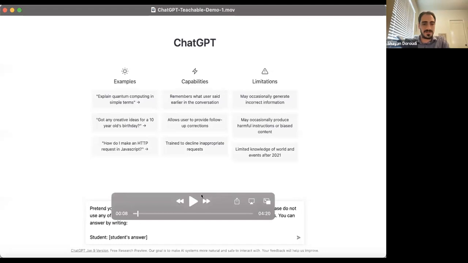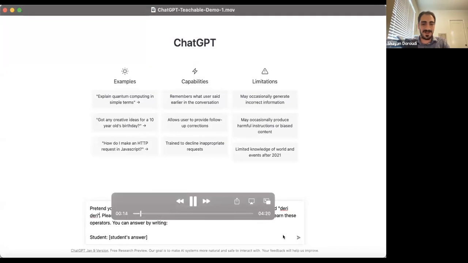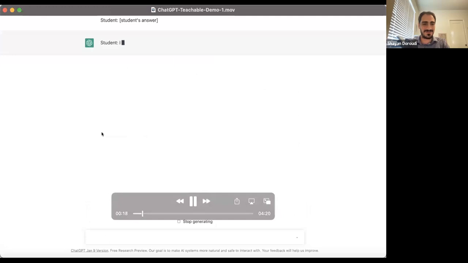And this is just one example. There are actually many ways you can potentially do this. I'll just share one possible example. So here, as you see in the prompt below, I say, pretend you're a student. And I'm going to teach it a new mathematical operator. It's called the deri-deri, which, you might guess, is what I'm actually teaching.